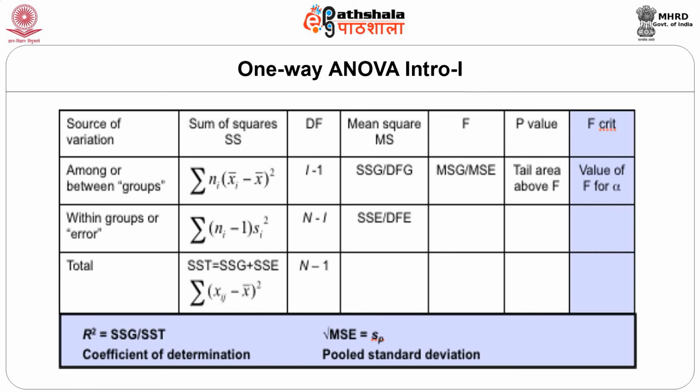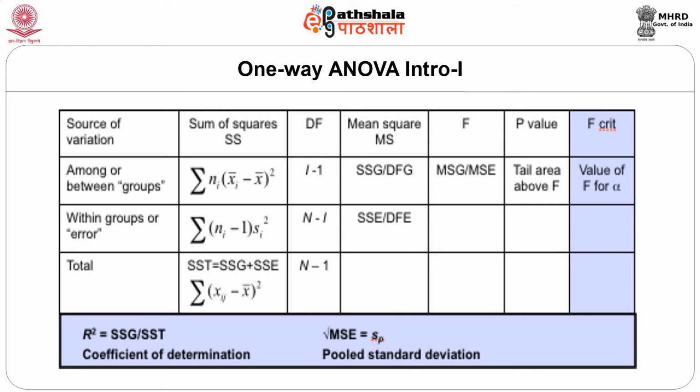The third row, within groups or error: summation (ni minus 1) Si square, n minus 1, or it is actually n minus I, where I is the number of groups. I and lowercase l look similar. SSE by DFE, blank cell, blank cell, blank cell. Fourth row, total: SST equal to SSG plus SSE, summation (xij minus x bar) whole square, n minus 1, followed by 4 blank cells.